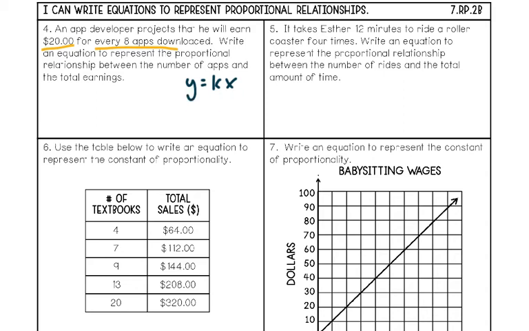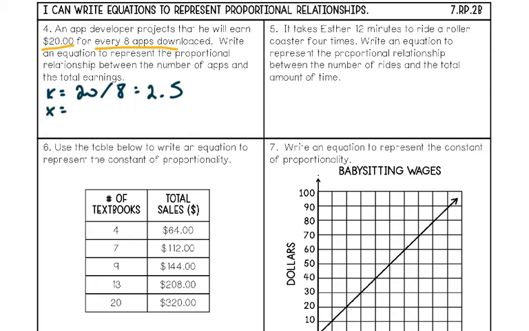So let's identify what each of these variables are in this example. We'll start by finding the unit rate. Since it says there's $20 for every 8 apps downloaded, I can write that as a ratio. $20 for every 8 apps. The order matters. It's 20 divided by 8 because it's dollars per app. So 20 divided by 8 gives us our unit rate, which is 2.5. So simplified, that's 2.5. So now you know the k in the equation, or the unit rate in the equation.